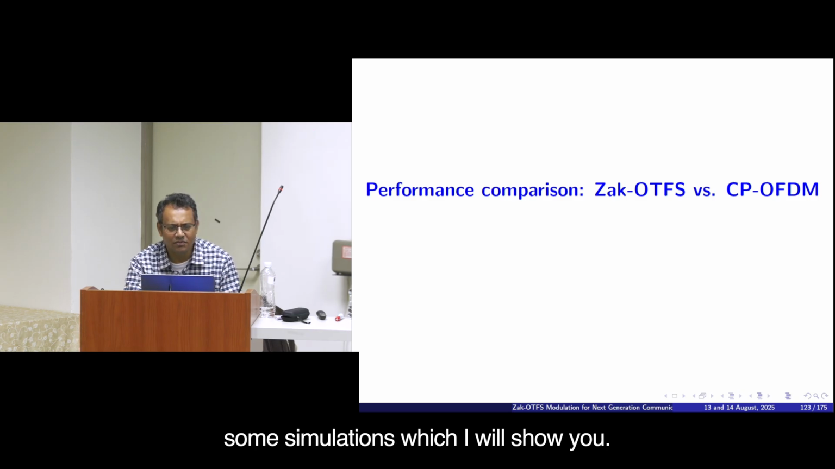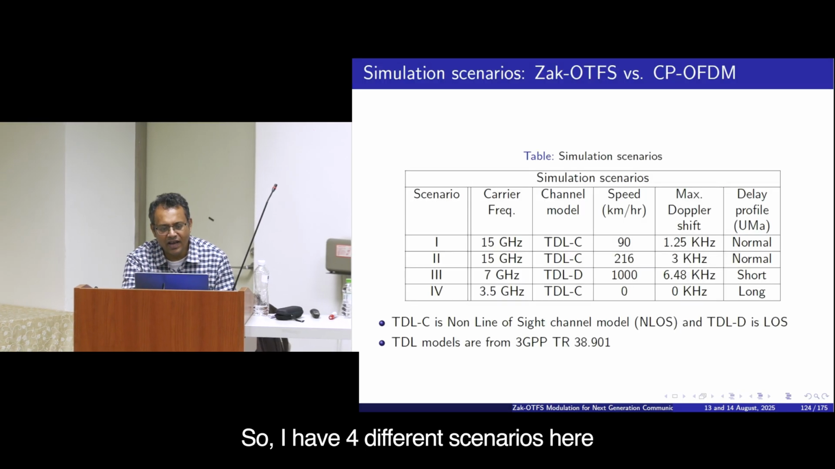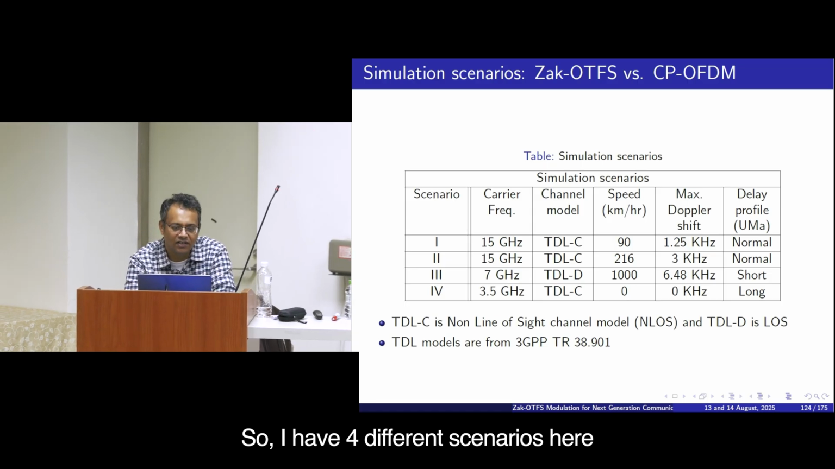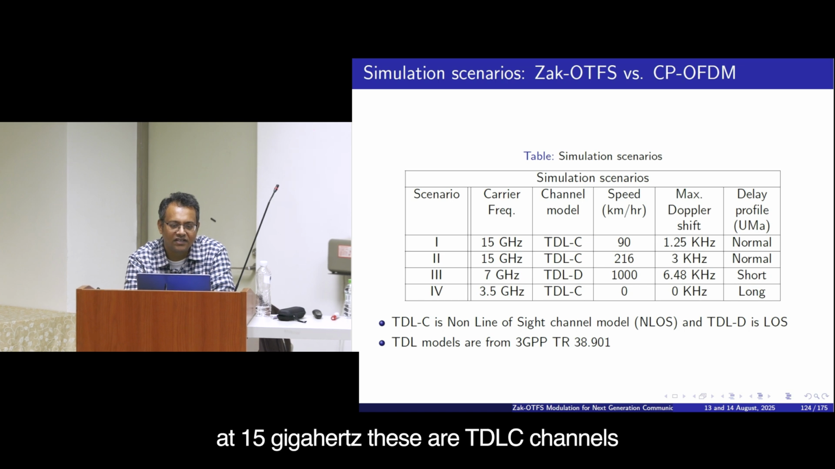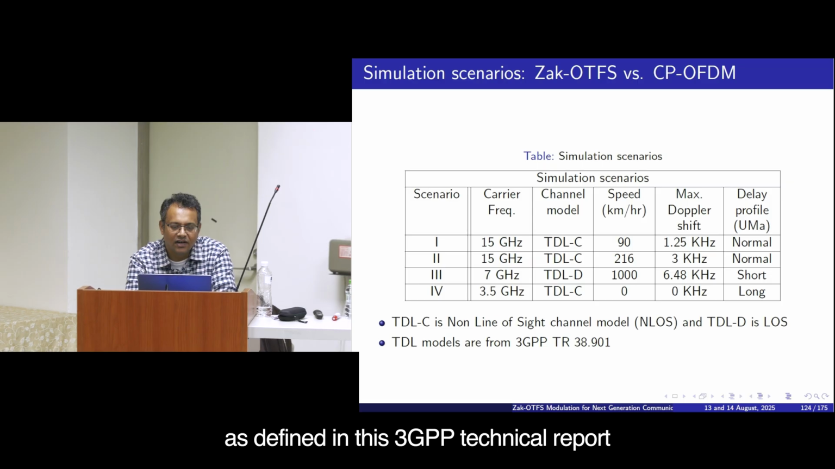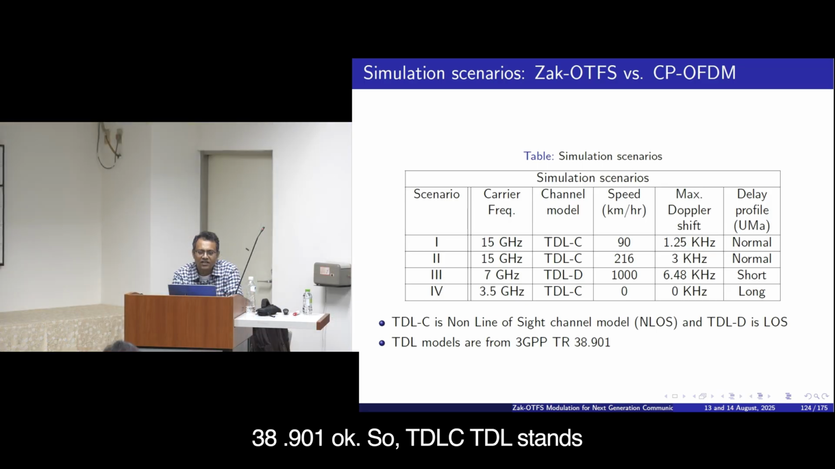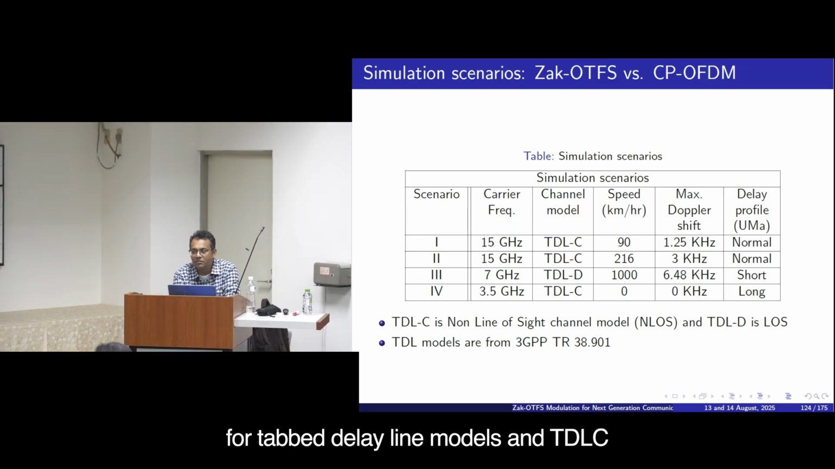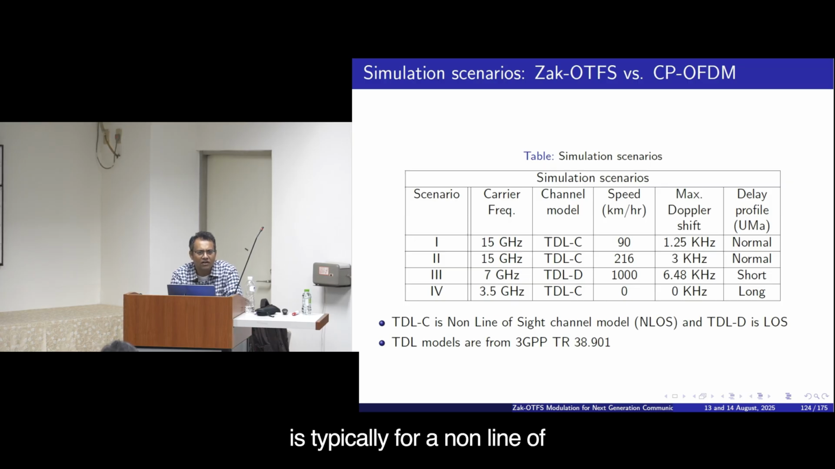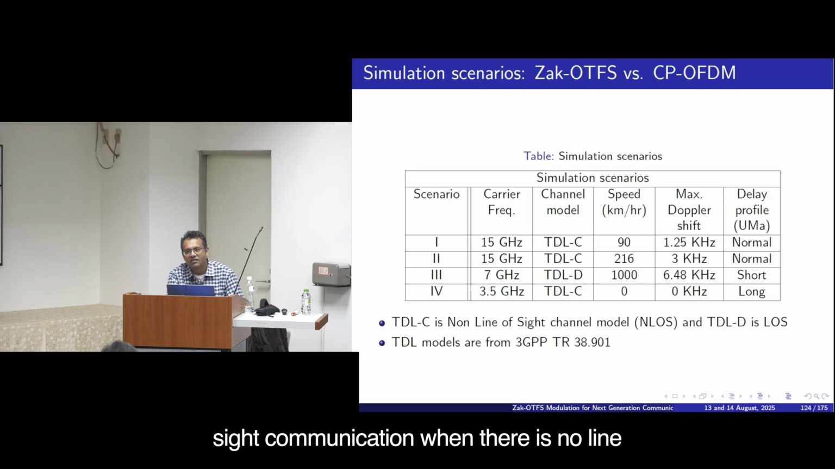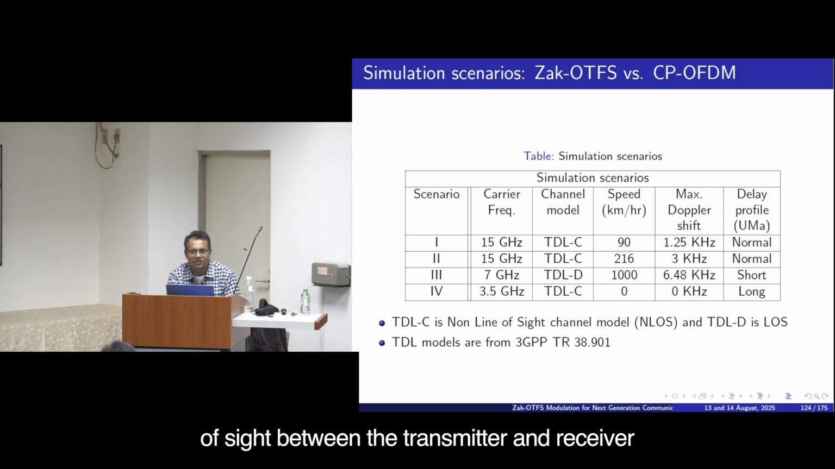So, we did some simulations which I will show you. I have 4 different scenarios here. Scenarios 1 and 2 are at 15 gigahertz. These are TDL-C channels as defined in the 3GPP technical report 38.901. TDL stands for tapped delay line models, and TDL-C is typically for non-line of sight communication, when there is no line of sight between the transmitter and receiver.